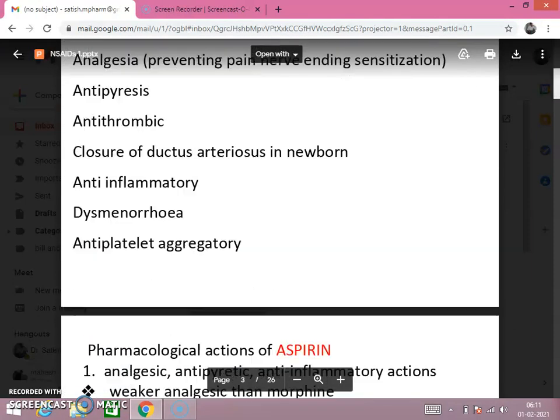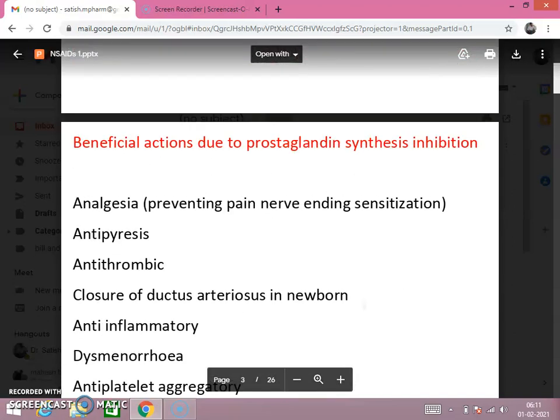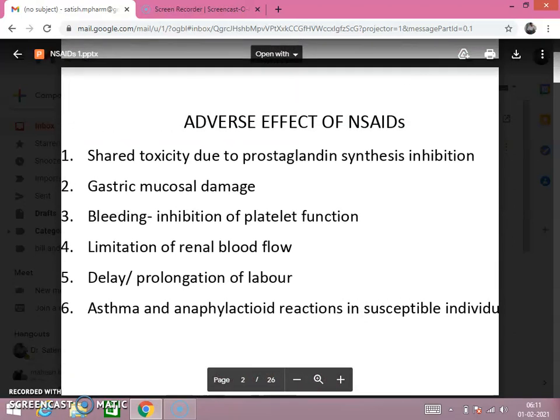Let us see some of the adverse effects of NSAIDs. As I told about the cyclooxygenase pathway, inhibition of cyclooxygenase 1 may cause some side effects. They share toxicity due to prostaglandin synthesis inhibition. As I told, this prostaglandin has housekeeping responses and can protect the gastric mucosa. Upon blocking cyclooxygenase 1 mediated prostaglandin synthesis, there may be chances of gastric mucosal damage and peptic ulcers, and bleeding can be seen in many instances because they also block platelet function.